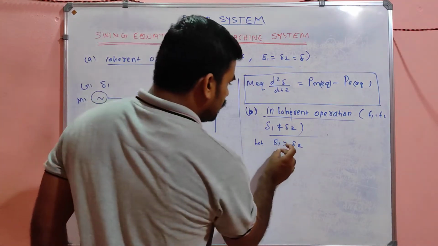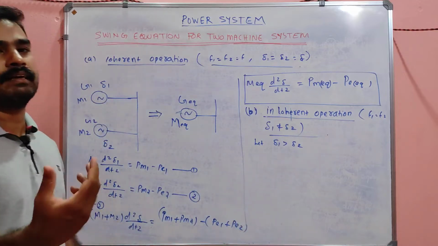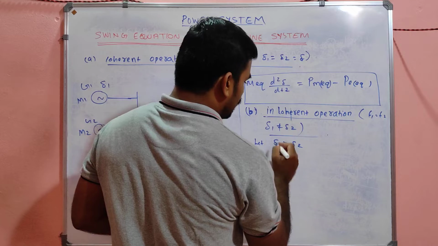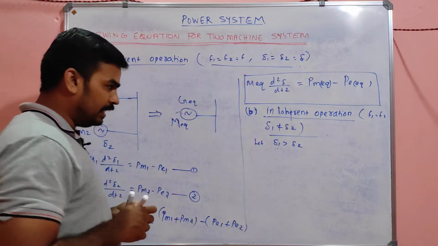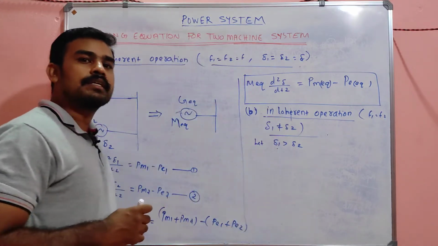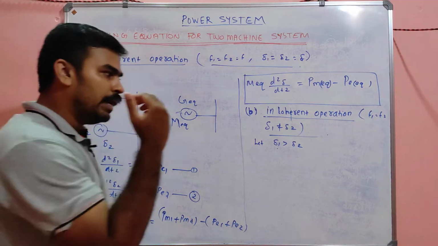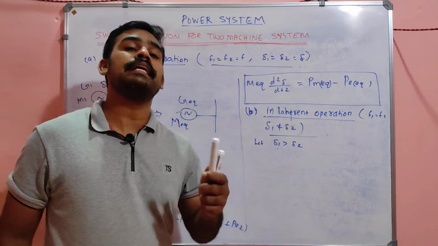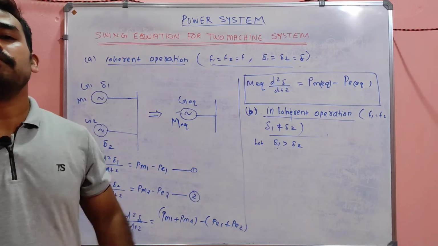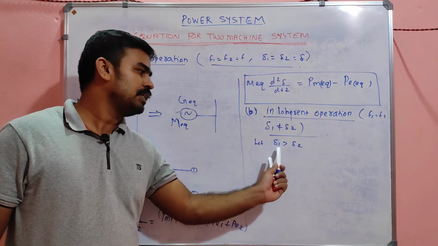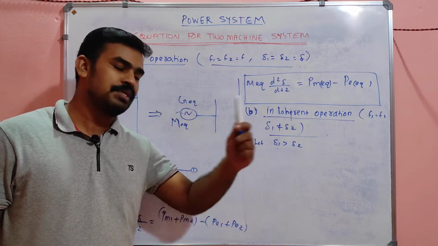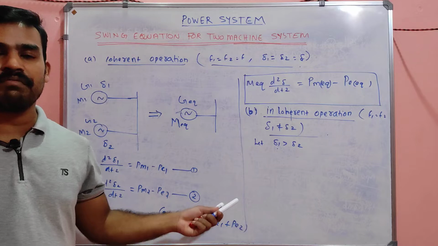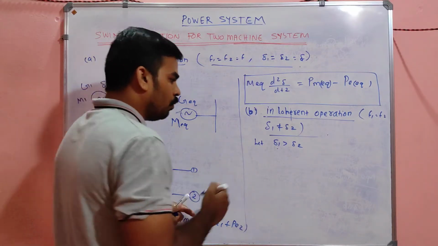So what is the meaning of del 1 greater than del 2? That means the load angle of generator 1 will be greater than the load angle of generator 2. So what happens when the load angle increases? What is the meaning of load angle increases? It means the speed will be high, right? For machine 1, the speed will be higher than that of machine 2. That is the meaning of the load angle being increased for machine 1 compared to machine 2. So what happened, my dear?